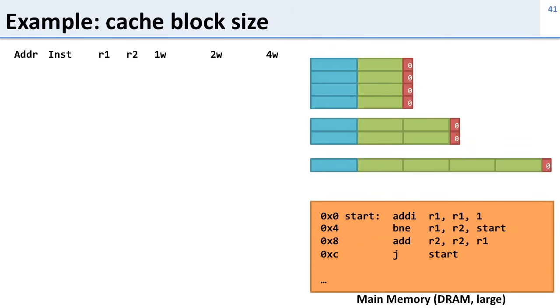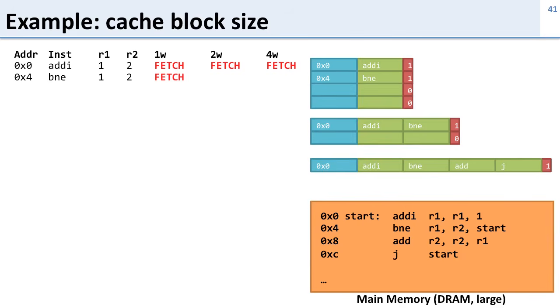So let's take a look at an example here. We're going to go through the same instruction memory, but now we're going to compare it across a cache with 1 word per block, 2 words per block, and 4 words per block. So for the first instruction, all of the caches are going to have to fetch data because they don't have any data. The 1 word per block cache is going to fetch 1 instruction. The 2 word per block cache is going to fetch 2 instructions, and the 4 word per block is going to fetch 4 instructions.